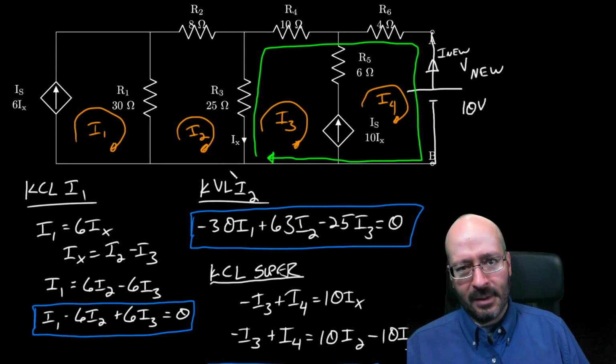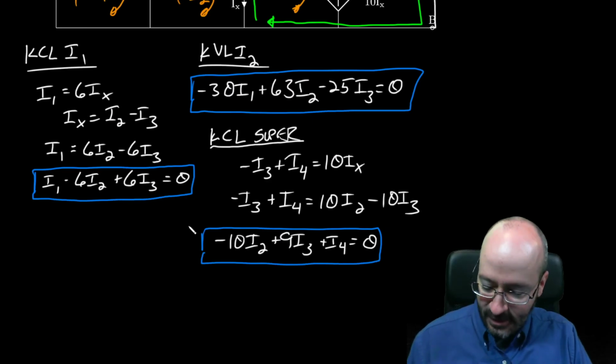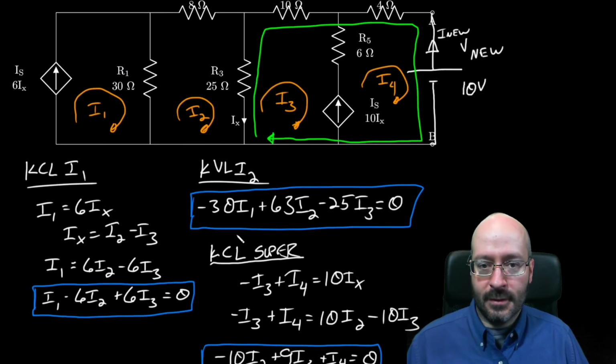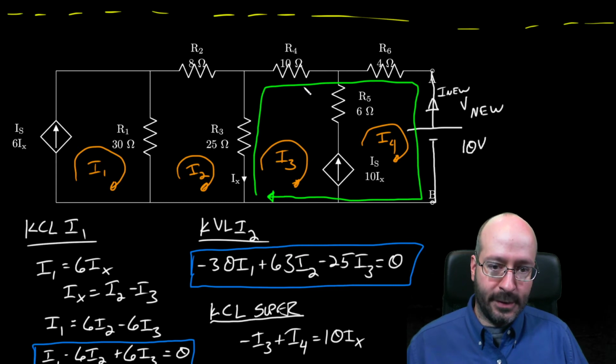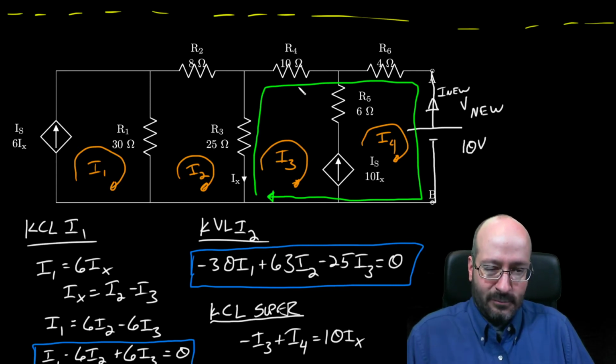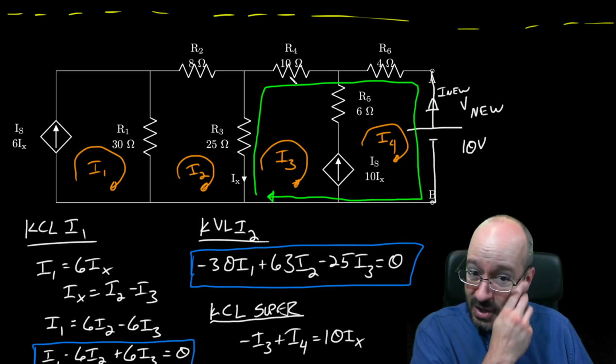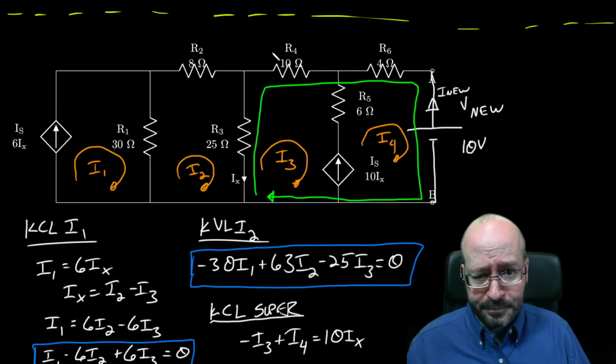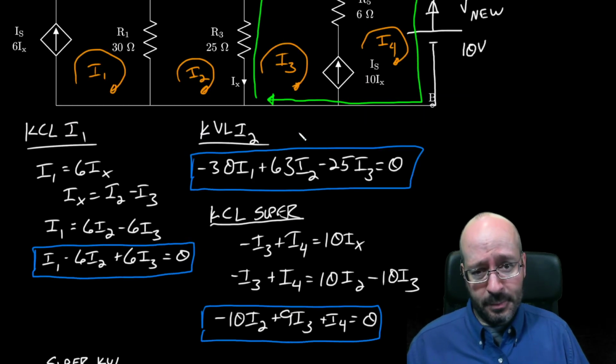I got to do some scrolling. I'm sorry. So let's say this is the super KVL, negative 25 I2. What does it share with I3? What does the green share with the I3 mesh? It only shares the 10. We don't cross over the 6 if we're going around this way. And it's on the super loop, so it's positive. So it's plus 10 I3.